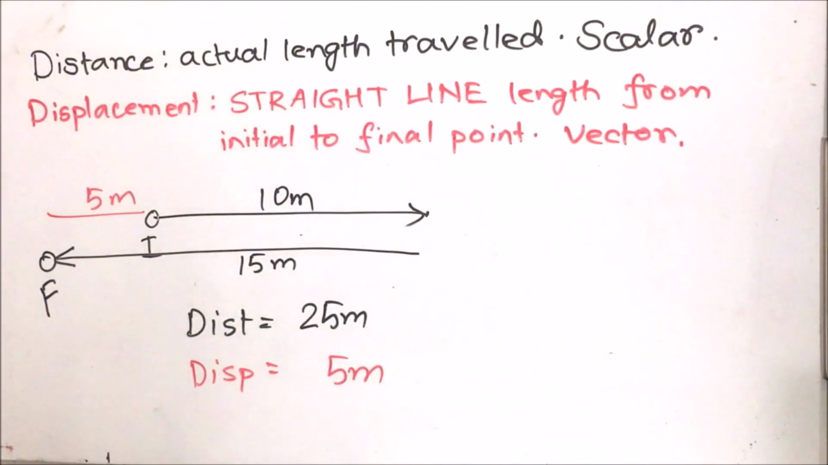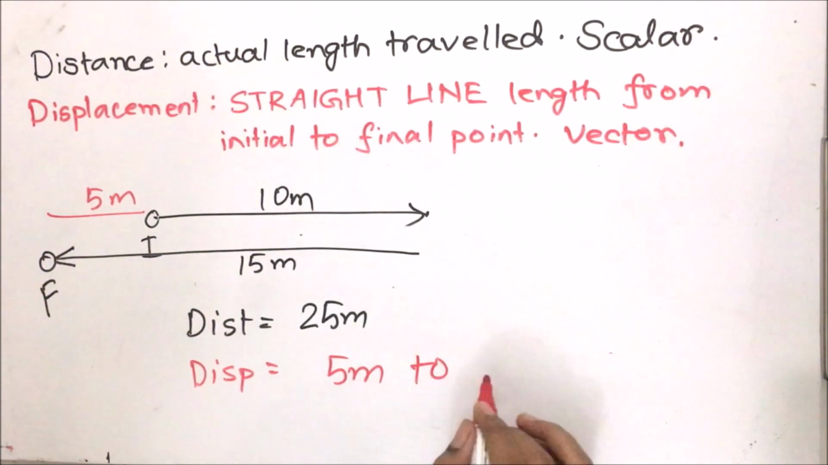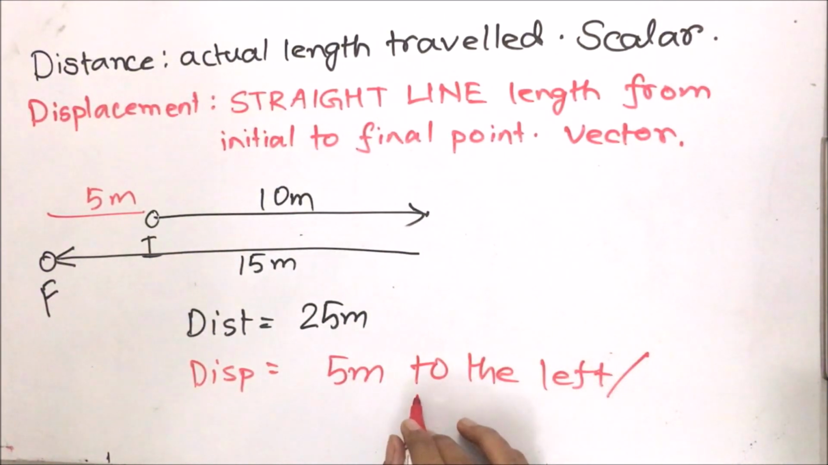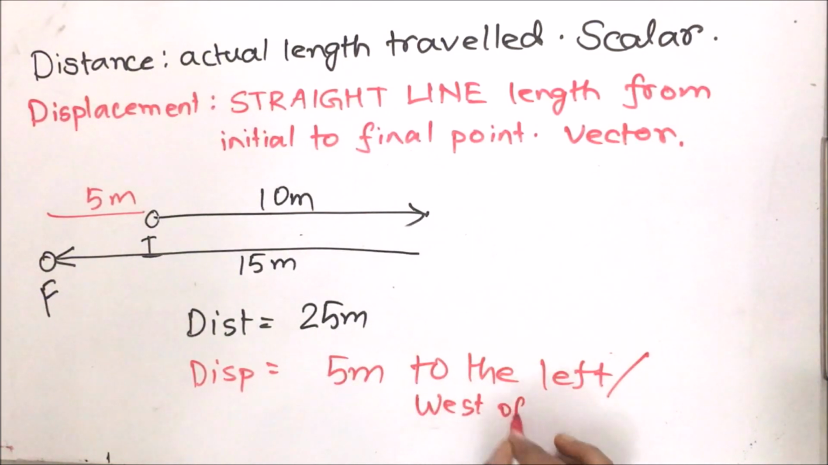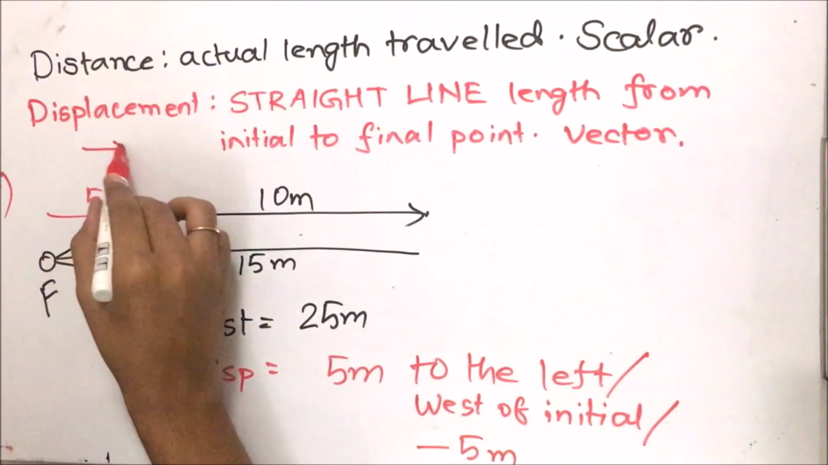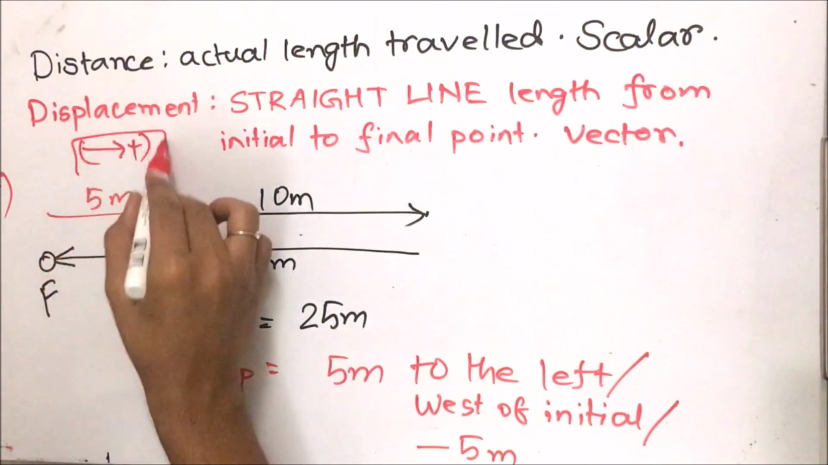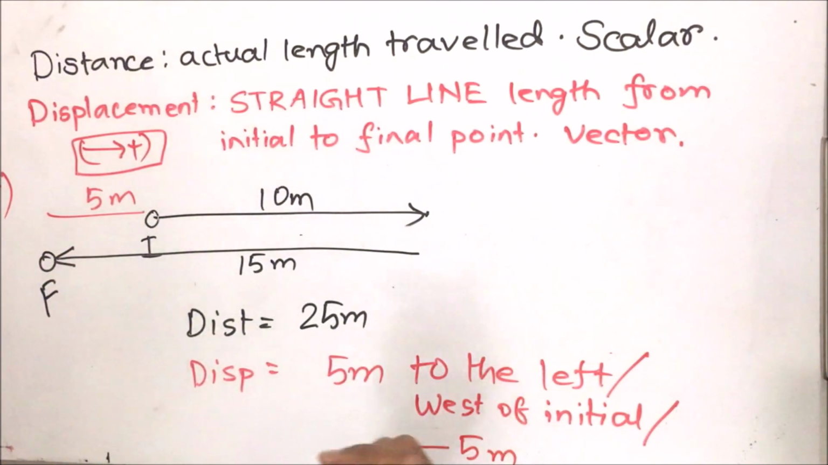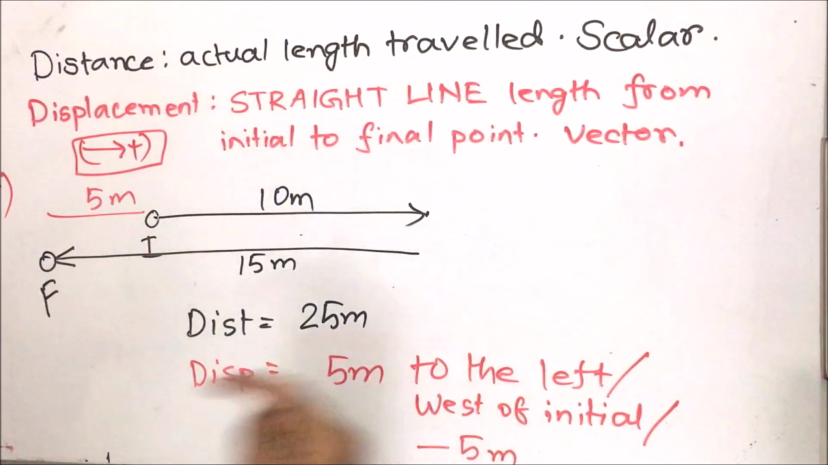Now when you say 5 meters displacement, you also have to specify the direction. So we can say 5 meters to the left, or we can say 5 meters west of initial, or you can say negative 5 meters. But if you say negative 5 meters, you have to specify what this negative means. You have to specify before starting the sum that right will mean positive. So negative will mean that you have displaced yourself in the leftward direction.